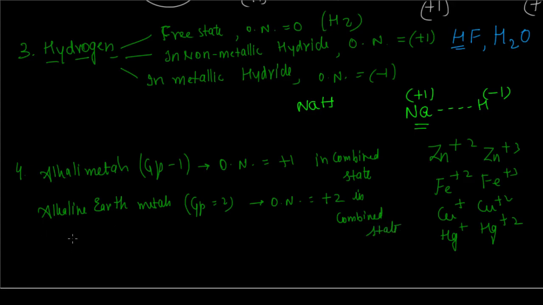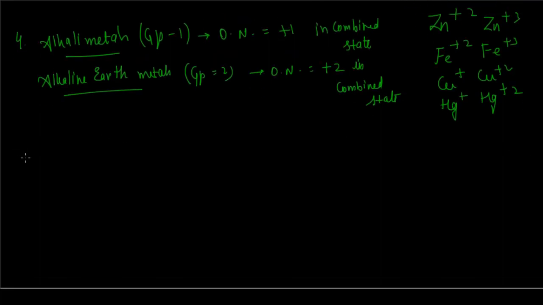Clear? Because alkaline earth metals have 2 electrons in their valence shells, they can easily lose those 2 electrons and form a +2 oxidation state. Similarly, alkali metals have 1 electron in their valence shell. They can easily lose that 1 electron and form a +1 oxidation state. Clear? So that is what we call alkali metals or alkaline earth metals. That is their oxidation state.